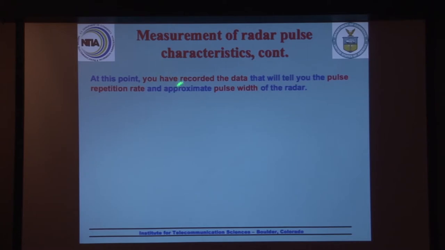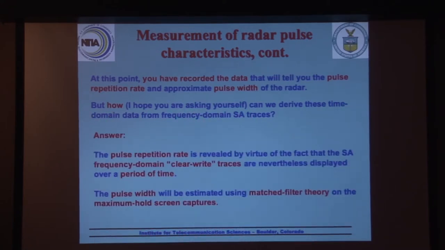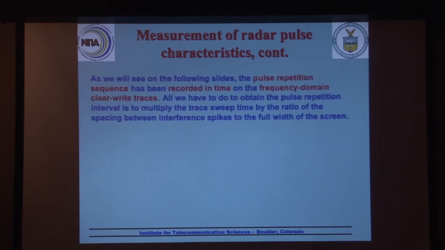At this point, what you've done is recorded a bunch of data that is going to tell you the pulse rep rate and the pulse width. Now, you're probably saying, but wait a minute, I just did a spectrum scan. How am I going to get time domain data out of frequency domain spectrum analyzer traces? Glad you asked. The answer is the pulse rep rate is going to be revealed by virtue of the fact that the analyzer's frequency domain clear write traces are nevertheless displayed over a period of time. It takes the analyzer time to make a frequency dependent display. Pulse width is going to be estimated using matched filter theory on the max hold screen captures. Explain that a little more in a minute.